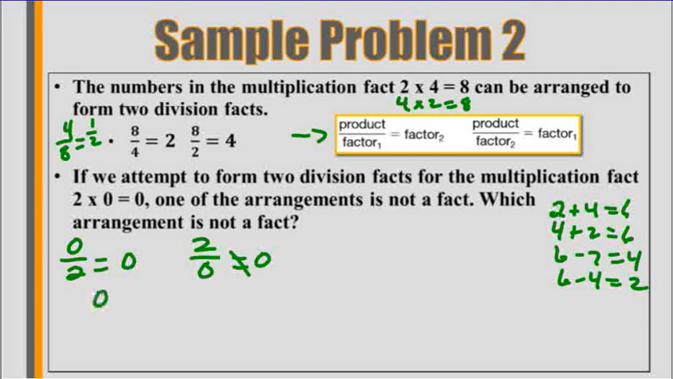And if you did 0 divided by 0, 0 divided by 0 should equal 2 based on our fact family, and that is not true. So the only one that works would be 0 divided by 2, which is 0. The other two are not facts.